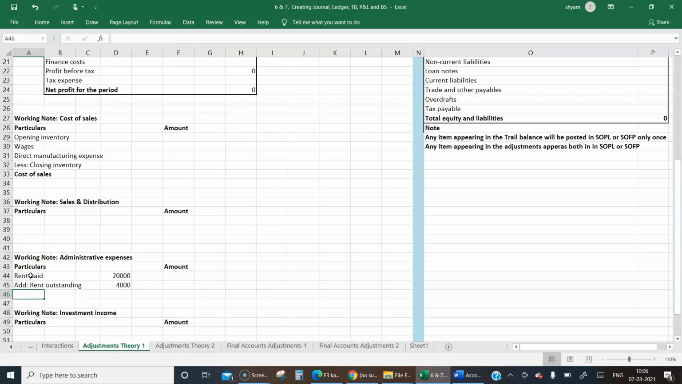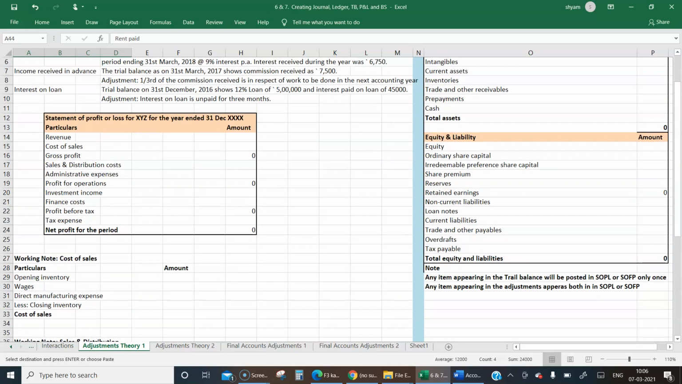See, the rent amount would have already occurred in the trial balance. So it has to be shown only once, but outstanding has to be shown twice. So we'll take these numbers and we'll use them. If you see here, in administrative expense, both put together, rent outstanding and rent, comes to 24,000.